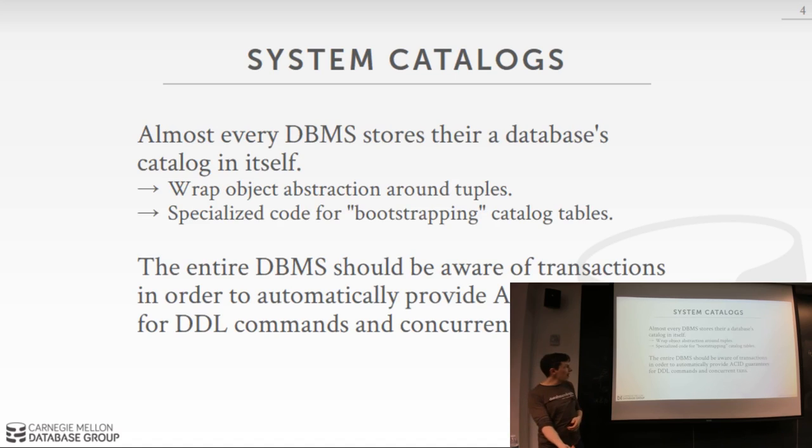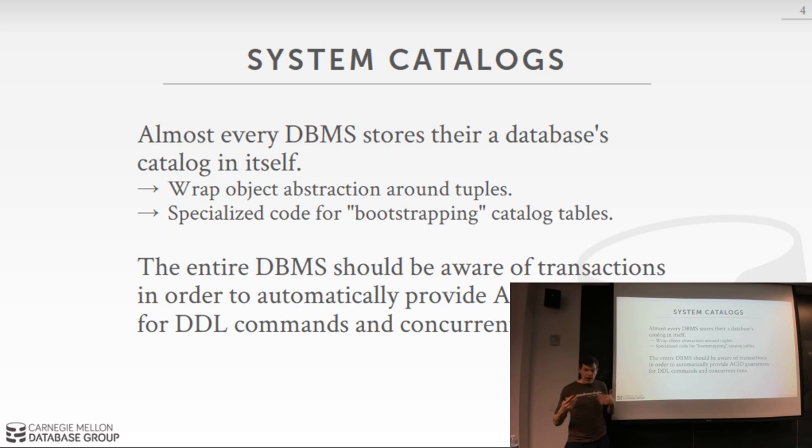All right, for catalogs, the way to think about the catalog is always that it's the database inside the database. It's the thing that's going to maintain the metadata about your data. And pretty much every single database system out there is going to piggyback off of the existing storage infrastructure they already have and store the catalog as its own database. So you can store catalog information as tables inside your database.